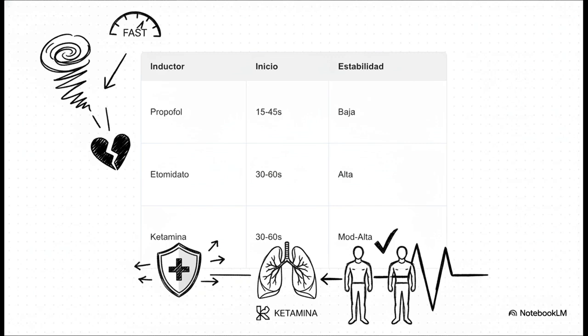You can't just look at onset speed. Take propofol. It's incredibly fast, sure, but its hemodynamic stability is notoriously low. It can absolutely tank the blood pressure of a patient who's already in shock. Because of this, current evidence strongly points to etomidate and ketamine as your go-to agents for unstable patients. Etomidate is brilliant for cardiovascular stability, and ketamine has this awesome added benefit of being a bronchodilator, which is a lifesaver in severe respiratory cases.